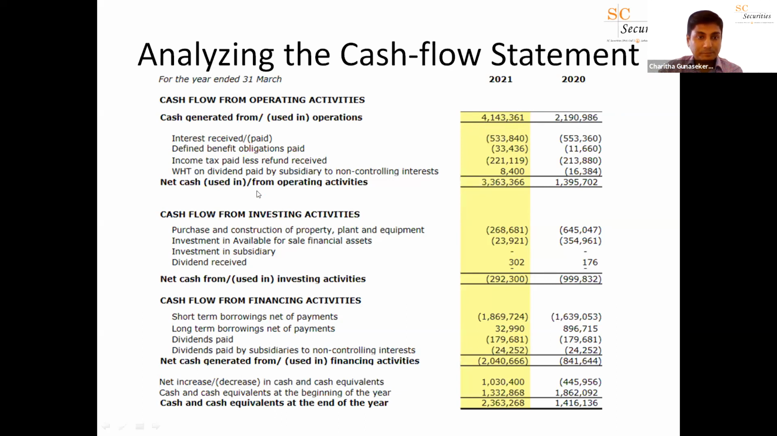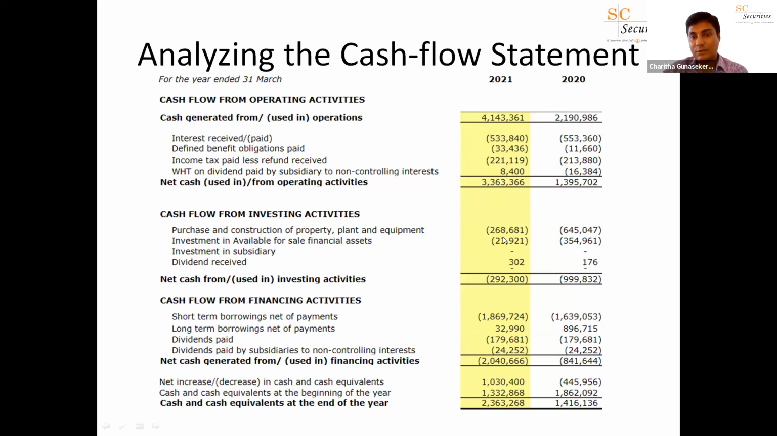Then come certain adjustments. As I said, the income tax, interest received, right? Those need to be adjusted here. So this is the net cash flow from operating activities. Second one is cash flow from investing activities, right? So what has come? Purchase of construction property, plant and equipment. So as I said, if you invest in your plant and machinery, it will be recorded as a cash outflow.